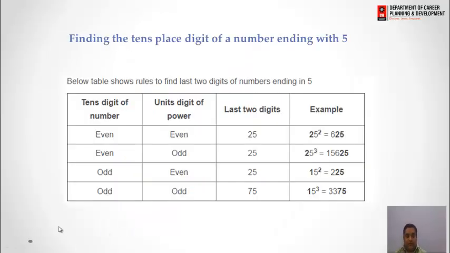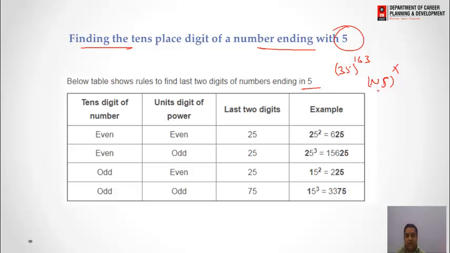Now the last and a very important concept: whenever we need to find the tens place digit of a number that ends with 5, here is the table that we have. Suppose we have 35 power 163. In other words, we can have n5 power x.